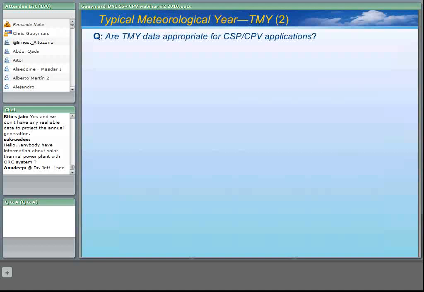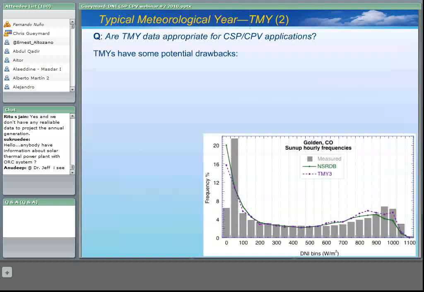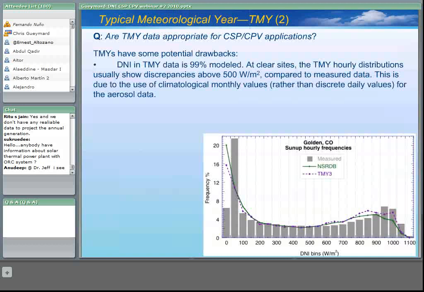So are TMY data appropriate for CSP or CPV applications? Well, maybe not. There are some potential drawbacks using TMYs. As I mentioned before, DNI in TMY data is at least 99% modeled. At clear sites, the TMY hourly distribution usually shows discrepancies above 500 watts per square meter. This is the case here for Golden, Colorado, where we have data from NREL, and you see the frequency distribution of hourly DNI values between 0 and 1100 watts.